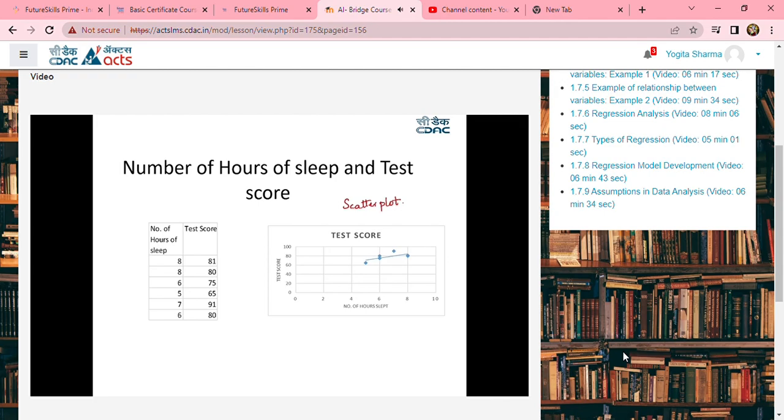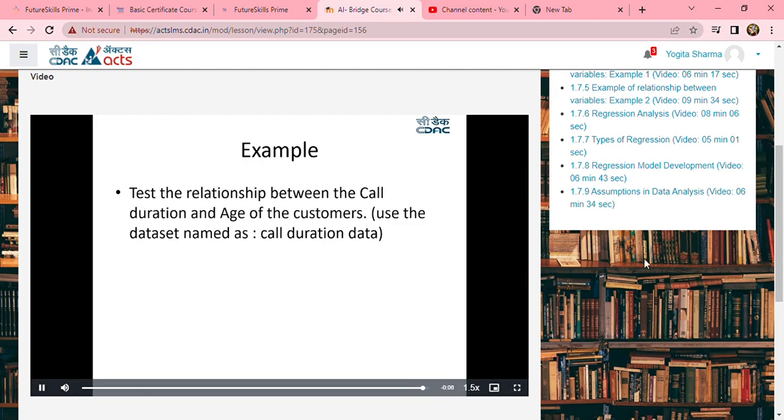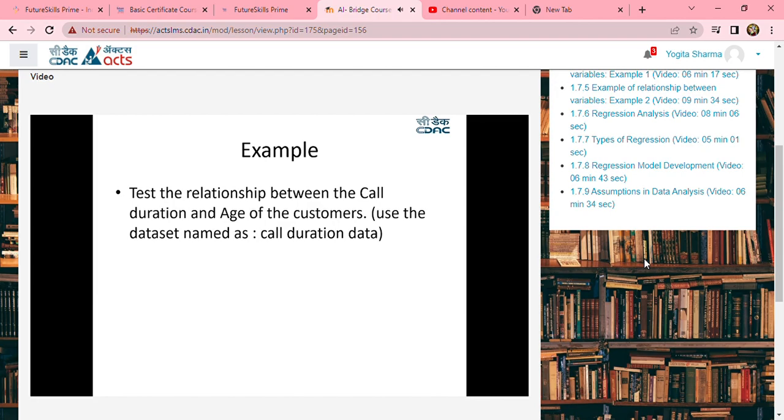Now, having an understanding of what correlation is, where the correlation value lies, and how to interpret the correlation values, we are now going to take one example and implement correlations in Python. So see you in the practical session.